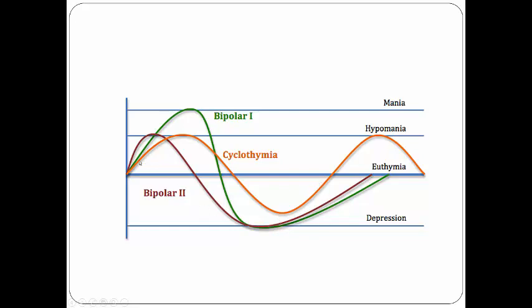In bipolar 2, our red line, they go up to hypomania. Remember, they can never have had mania. They go down to depression and then back to normal. Cyclothymia, which we just talked about, is a little bit different because it doesn't go all the way to the top and it doesn't go all the way to the bottom. Cyclothymia, they go up to hypomania, but they don't quite make it to depression, and then they go back to hypomania. Make sense? Hopefully this is helpful for you guys to see how the cycling works in each of these disorders.